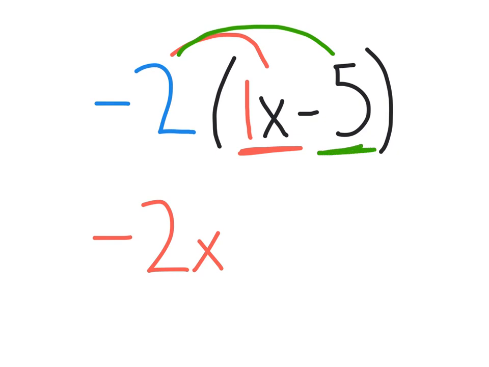We have to keep this minus sign with it. So negative 2 times negative 5 is going to be a positive 10, because a negative times a negative is a positive. That leaves us with negative 2x plus 10.